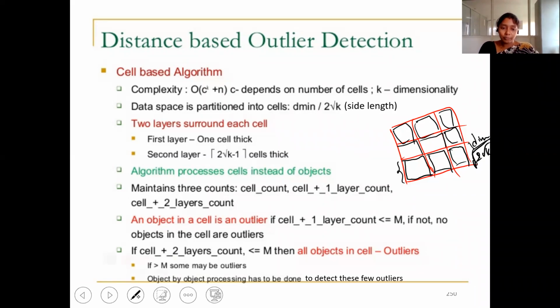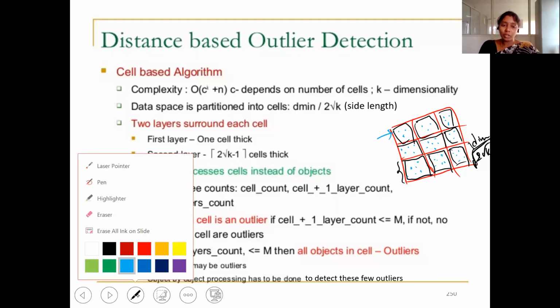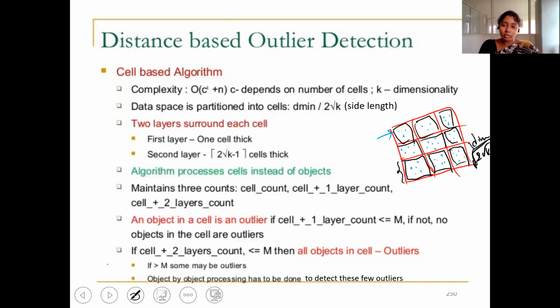Suppose here are the objects present in each cell. There is a certain number of objects in each cell, right? Now, if you consider this first cell, we need to know whether there is any outlier present in this cell or not. So to know that, we need to have three counts.